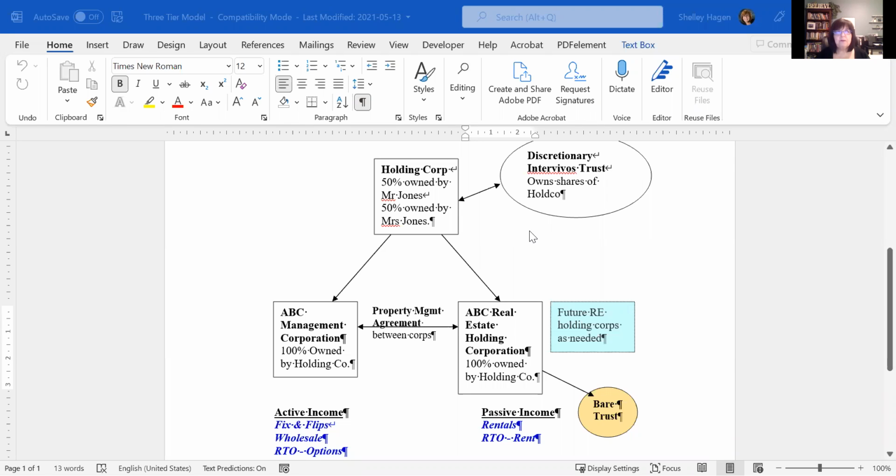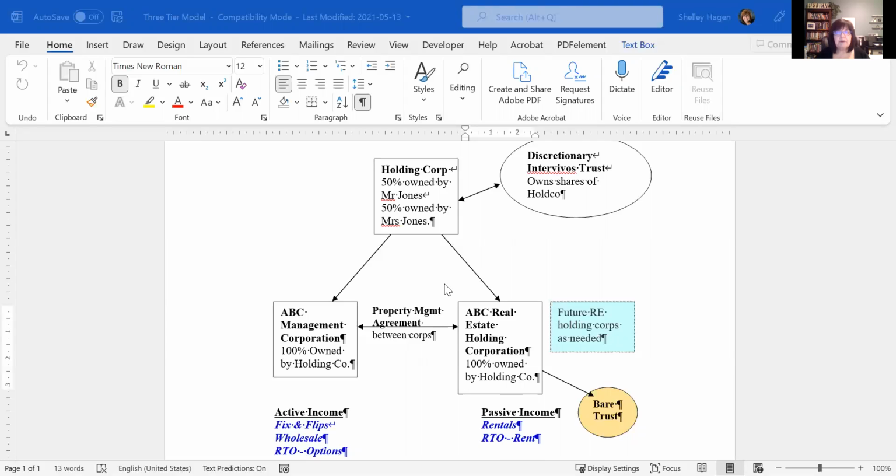When I set up my mentor students, in the training that I typically do, we talk about a three-tier structure where we have a holding company that we own as shareholders. That holding company owns a management company where we do our active income, such as fix and flips and wholesale, etc. And we have a real estate company, which holds the real estate assets, so the rentals and the actual property when you're doing a rent to own.